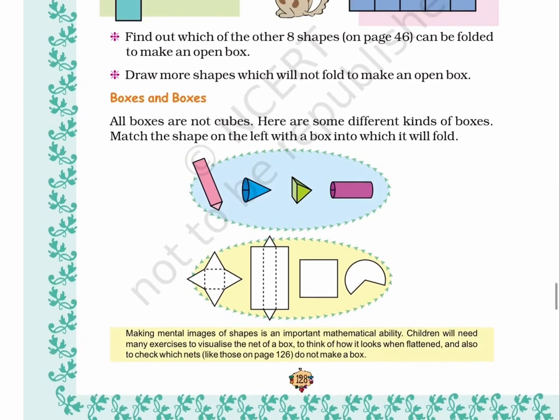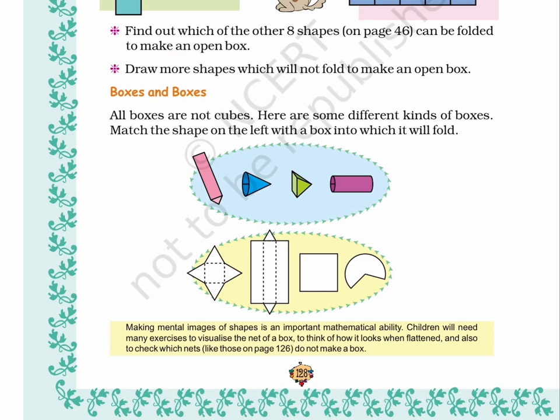Boxes and boxes. All boxes are not cubes. Here are some different kinds of boxes. Match the shape on the left with a box into which it will fold. We have two different pictures. The first picture shows us some different kinds of boxes, and the second one is a group of some shapes into which those boxes may or may not fold.